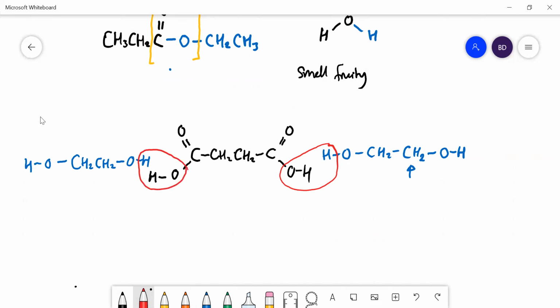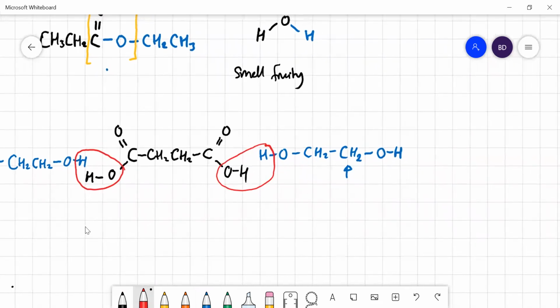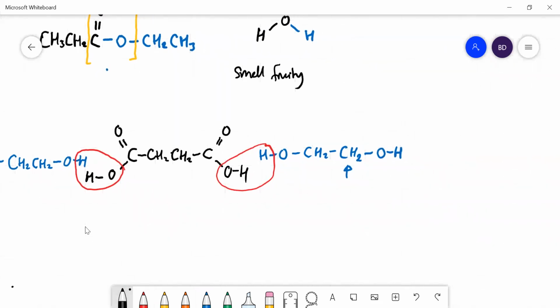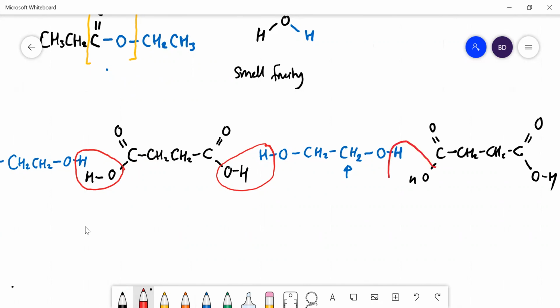And if I go over to the right hand side and I put another dicarboxylic acid here, you can see that that could form an ester at that end as well. Okay, and you can hopefully appreciate that could carry on forever, and you could form a very long molecule, which would be called a polymer.